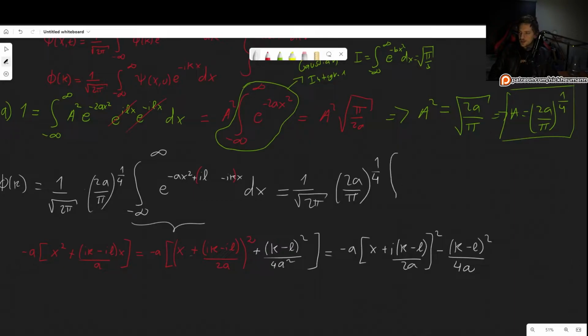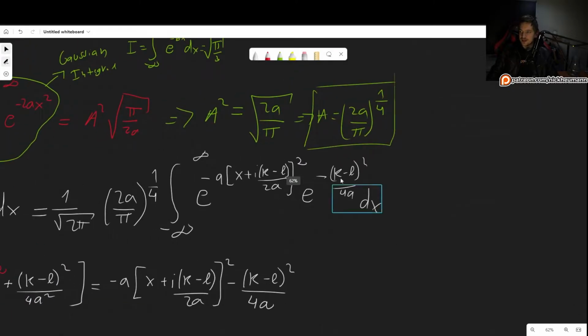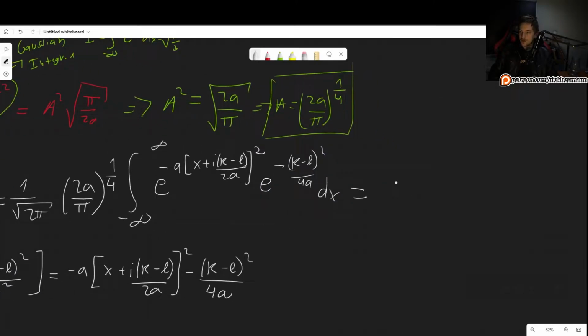Okay. And then we go into the integral from minus infinity to infinity of e to the minus a times x plus i times k minus l divided by 2a, squared. And then we have e to the minus, right? We can separate this into two exponentials. k minus l squared over 4a, dx. And now notice that we can simply take this exponent out of the integral. So we get all of our constants in the front.